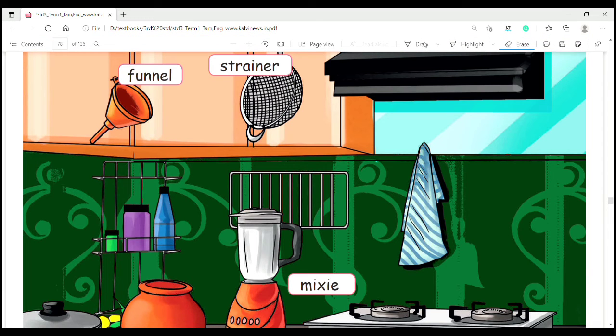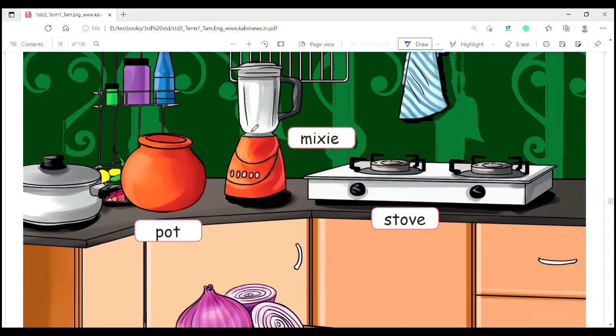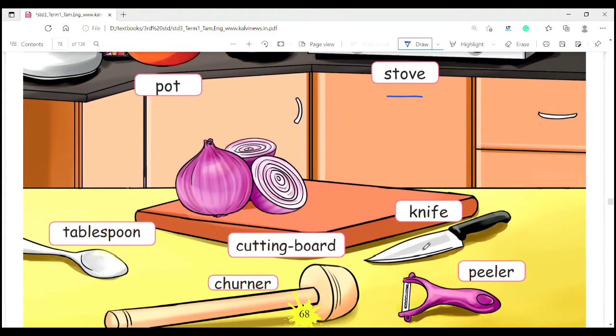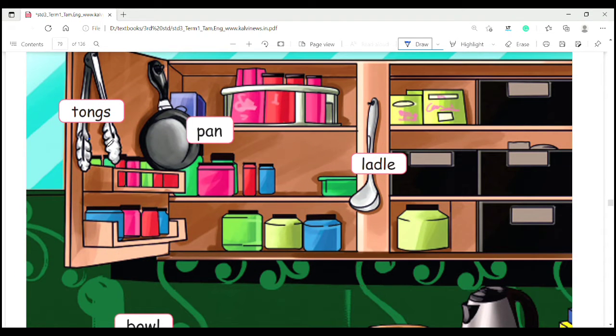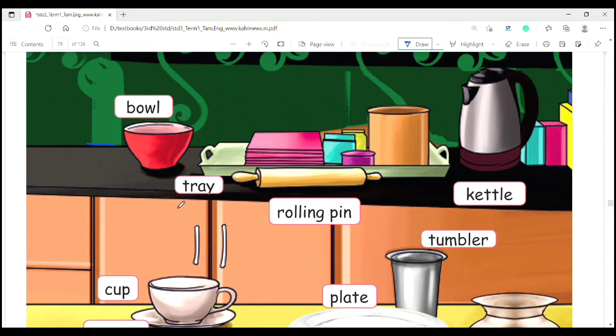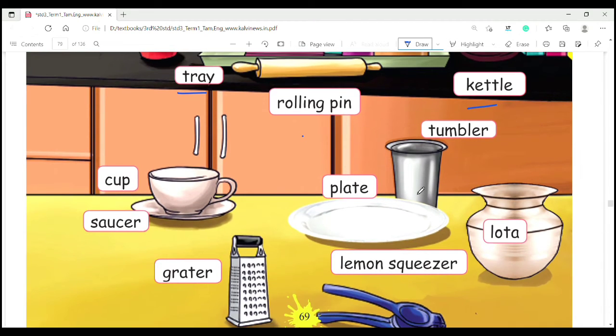Funnel, strainer, pot, mixie, stove, tablespoon, cutting board, knife, peeler, churner, tongs, pan, ladle, bowl, tray, rolling pin, kettle, tumbler, plate, cup, saucer, grater, lemon squeezer, lota.